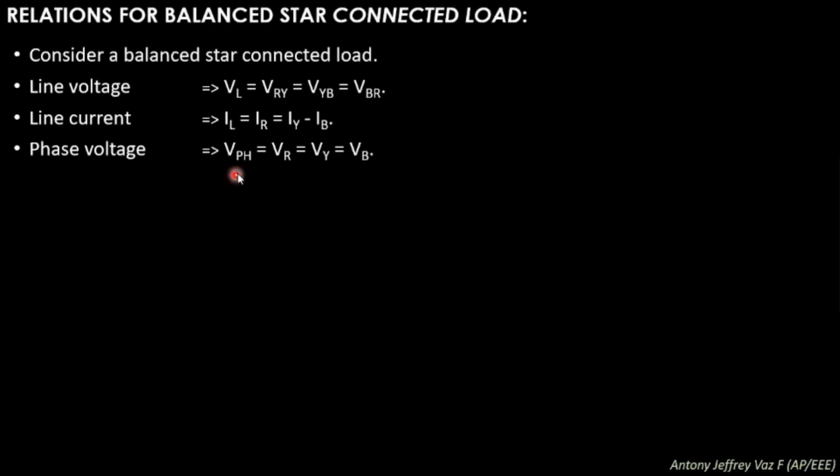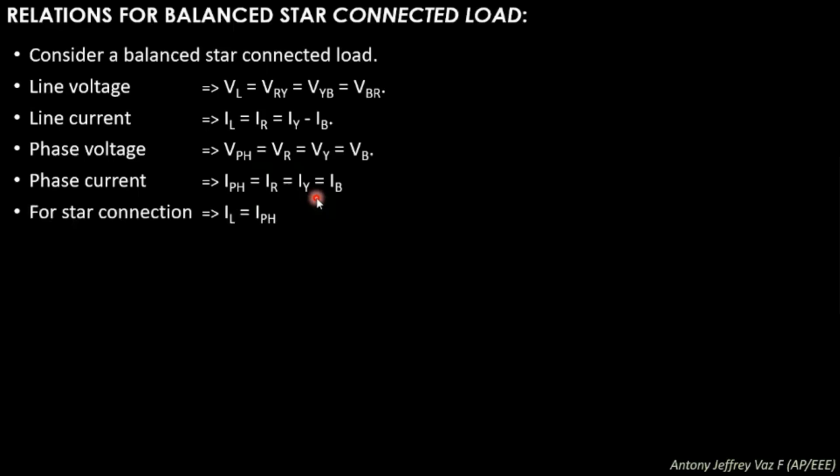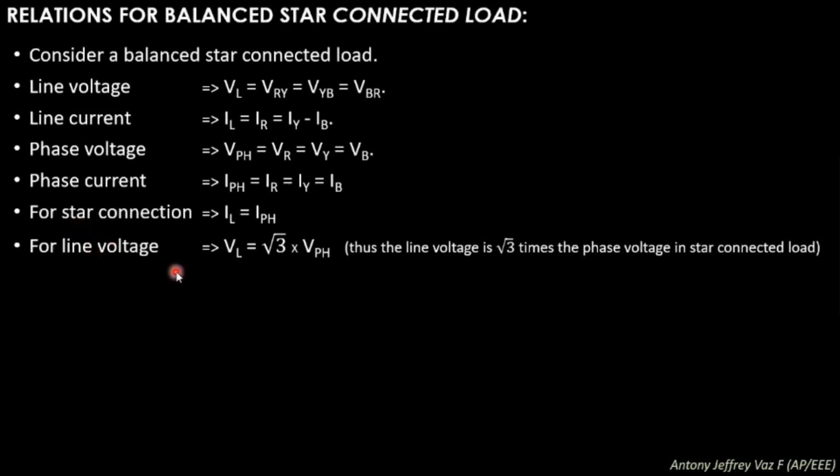And phase voltage, V phase is equivalent to VR, VY, and VB. Whereas the phase currents, I phase will be equivalent to IR equal to IY equal to IB. For star connection, the line current will be equivalent to phase current. For line voltage, VL will be equivalent to √3 times the V phase. So, to find the line voltage in a star connected load, multiply √3 with V phase.